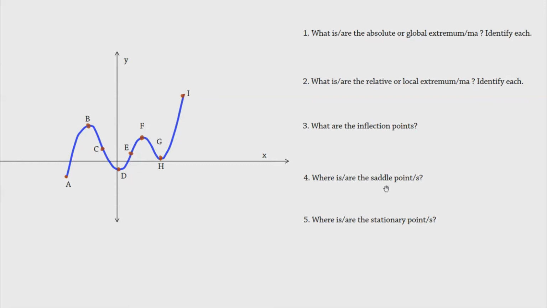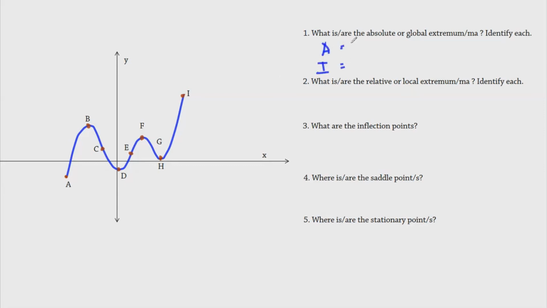I know medyo may idea na kayo kung paano siya ginagawa. So, try nyo sagutan yung number 1. So, the question is, what is or are the absolute or global extremum or extrema? Identify each. Okay? So, I'll give you 5 seconds. Just try to answer it. Okay. So, the absolute or global extrema for this function is actually A and I.